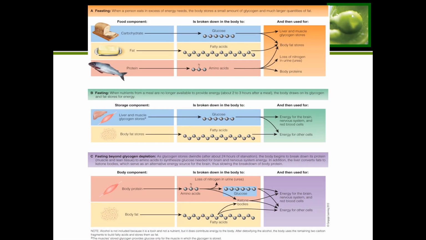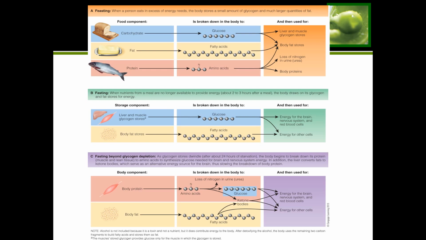Now this here is a good slide to look at for review. It shows you what happens in each step, starting with feasting, and then short-term fasting, and then long-term fasting. So let's go ahead and take a look at what happens. At the very top, we have feasting, when you overeat. And we have carbohydrates, fat, and protein.